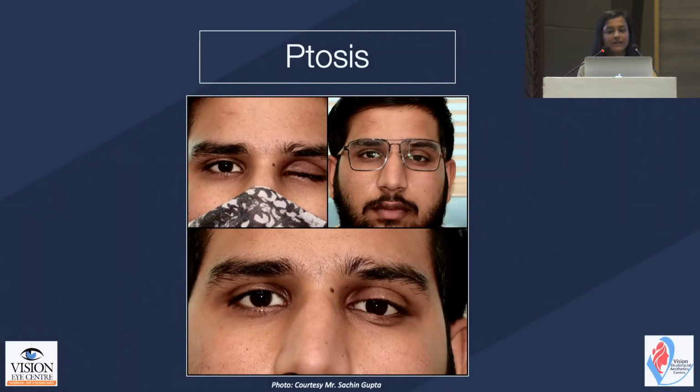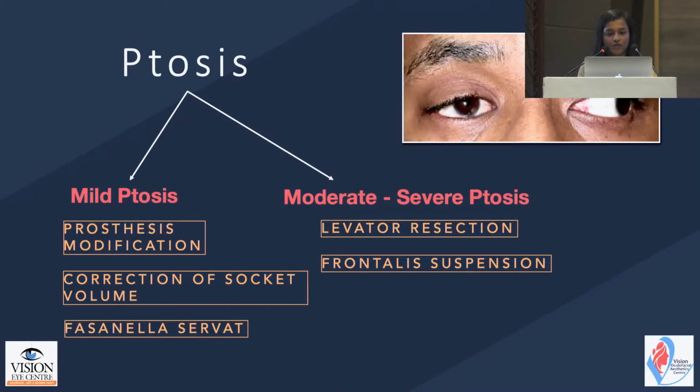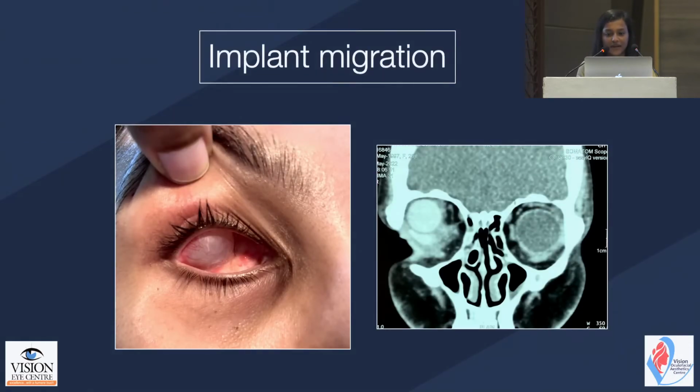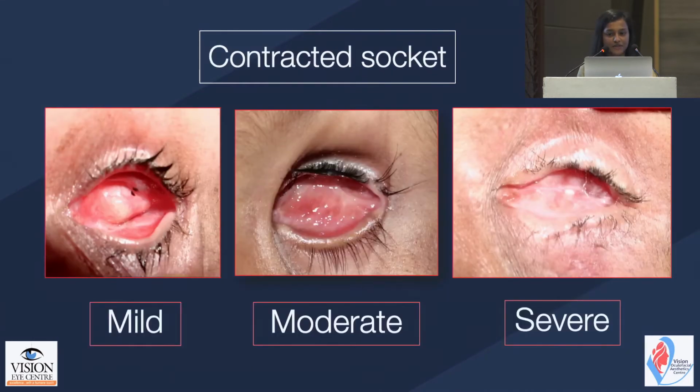You can have ptosis. It can be mild, which can be treated with the prosthesis modification, again relying on your ocularist, or you can have severe ptosis which requires surgery. Implant migration, you can treat this either by filling the rest of the areas with a filler or making the implant come centrally with other procedures. And the other thing is the contracted socket, which can be mild, moderate, or severe.